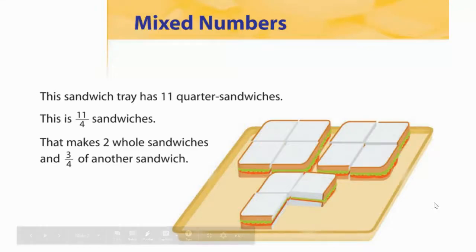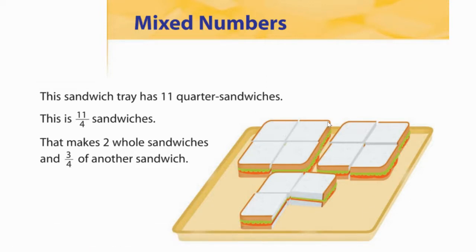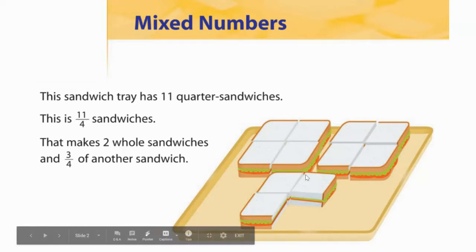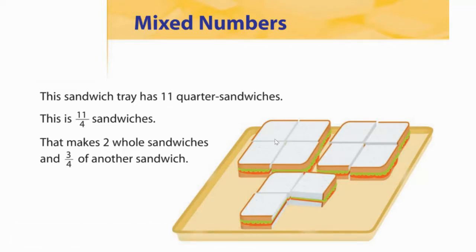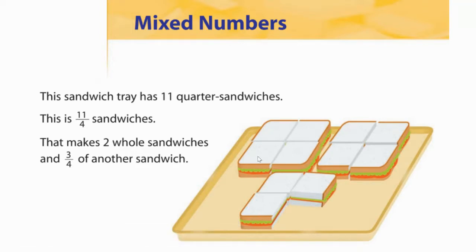All right, so I'm going to stop the video there. So this sandwich has 11 quarter sandwiches. So each square part, big square part here, equals 1 sandwich. So how many sandwiches are there that are complete? There are 2 whole sandwiches, and there's 1 part sandwich. So there's a fraction of a sandwich here. So this sandwich has 11 quarters. So do you see how each sandwich is separated into 4 parts, fourths or quarters?